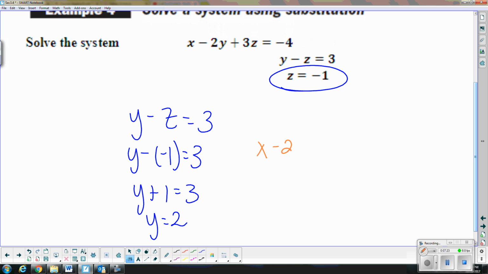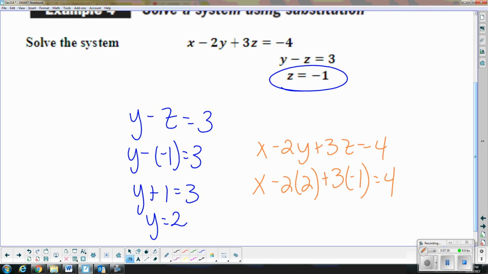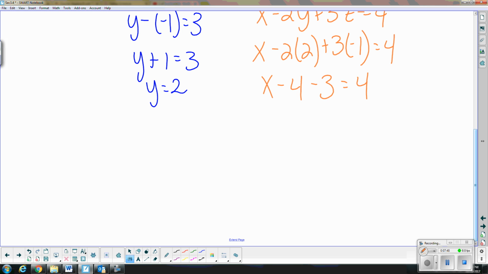So we've got x minus 2y plus 3z equals 4. We don't know x. We can substitute 2 in for y and substitute -1 in for z. So we've got x minus 4 plus 3 times -1, which is -3, and that'll give us 4. So we've got x minus 7 equals 4. Add 7 to both sides. We've got x equals 11.